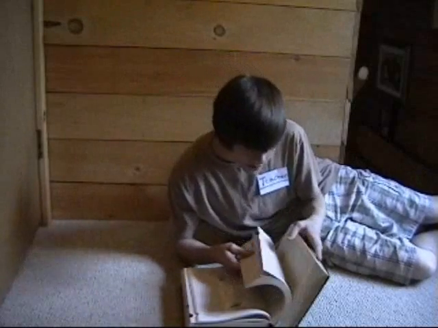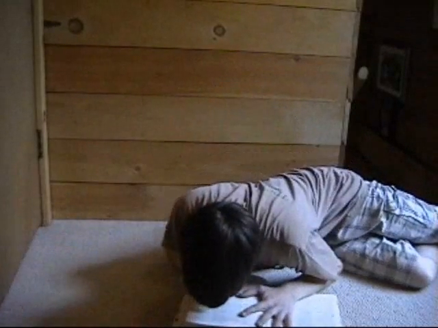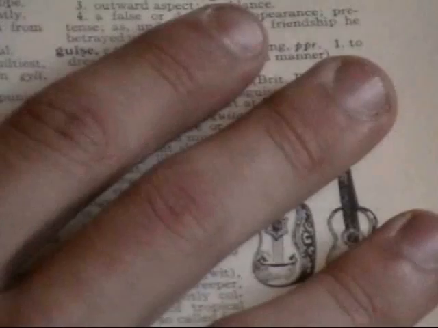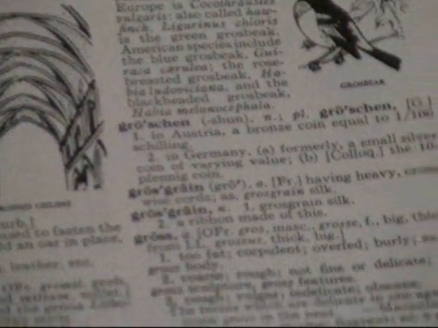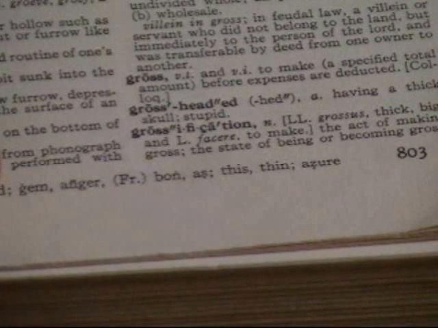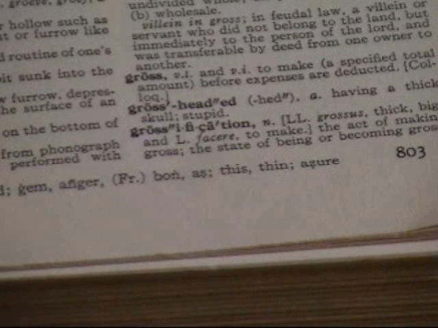Let's get started. I think a good place to start would be in a dictionary. G. Guitar. A stringed musical instrument shaped somewhat like a violin, but played by plucking or strumming the strings with the fingers or a plectrum. It usually has three strings of gut and three of silk, covered with fine silver wire. While we're in G, I'd like to point out that grossification is a word, a very handy word that belongs in the vocabulary of every budding guitarist.